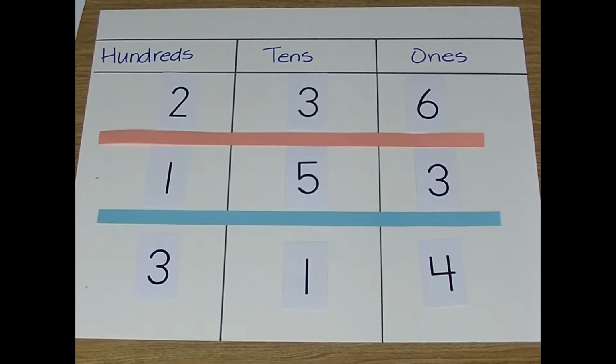Now, we have been looking at three-digit numbers and comparing three-digit numbers. Turn to a neighbor and remember, use your math journal if you need to, and talk about what we did on our last lesson together. Remember, we were comparing three-digit numbers. Turn and talk to a friend.